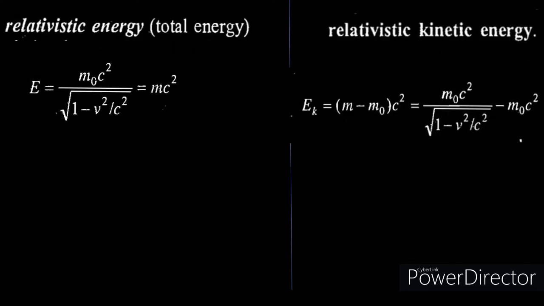So the relativistic total energy E is equal to m c square, the relativistic kinetic energy Ek is equal to m minus m0 into c square, and the relativistic rest energy E0 is equal to m0 c square. Here the relativistic total energy E is equal to m c square is known as Einstein's mass energy relation.